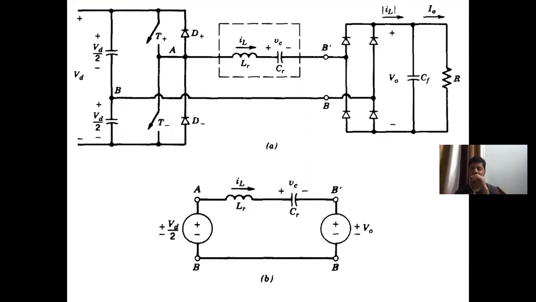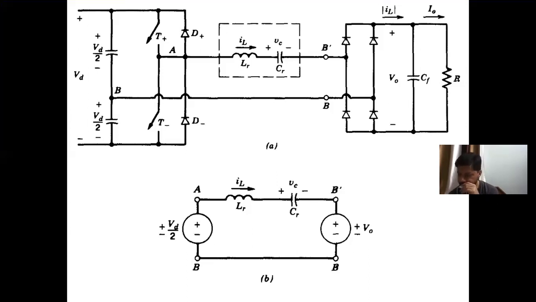So that problem can be solved by introducing a transformer here. The load here is basically not grounded. If you introduce a transformer here, you can have a midpoint diode rectifier configuration, so that you can ground one terminal of the load.